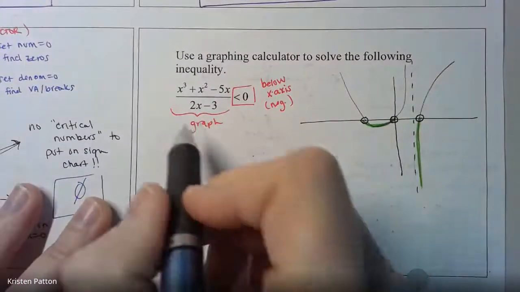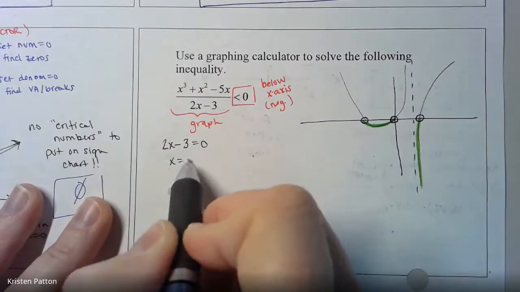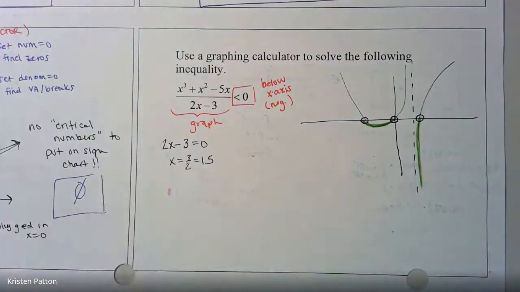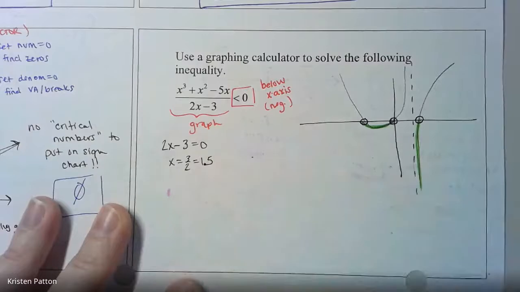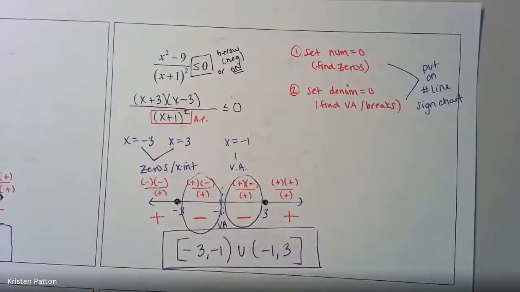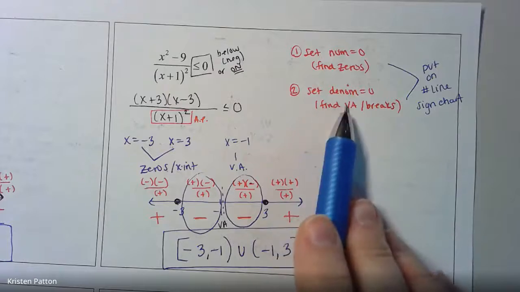So very quickly, if I set my denominator equal to 0, I get 3/2, which is 1.5. If you can read my handwriting, get that decimal point in there. So while we're going to use the calculator for almost everything, we do have to use our brains a little bit here to know where that vertical asymptote is. So we need the zeros. This is nothing different than what we did up here. We need to find the zeros, and we need to find the vertical asymptotes.